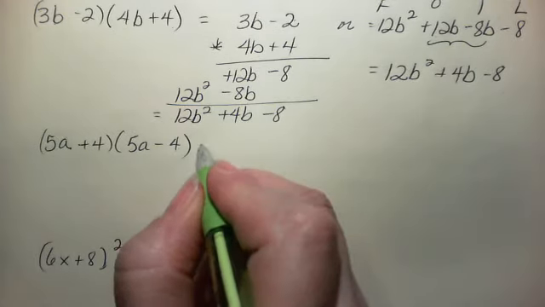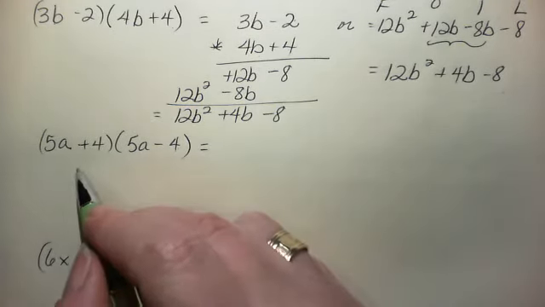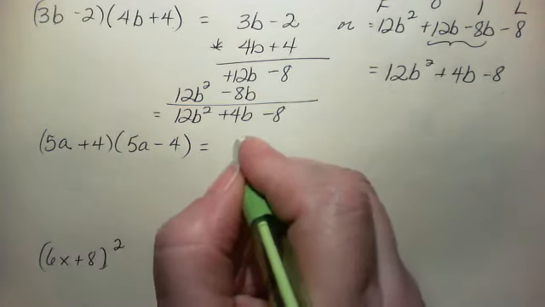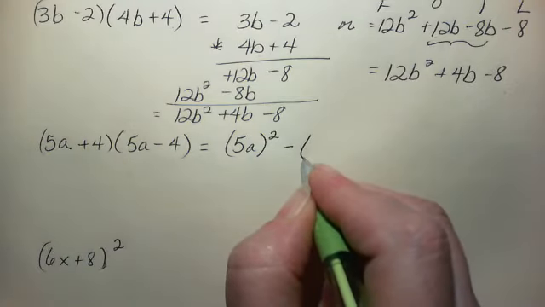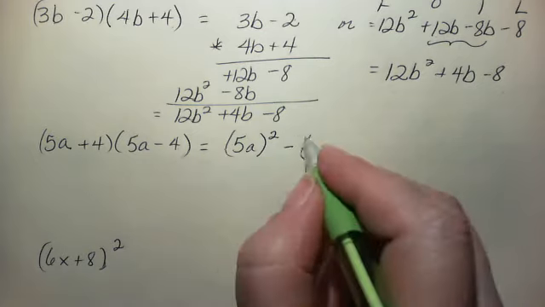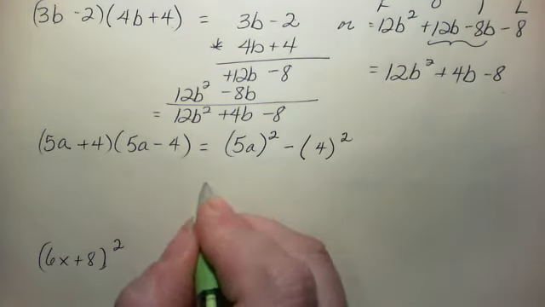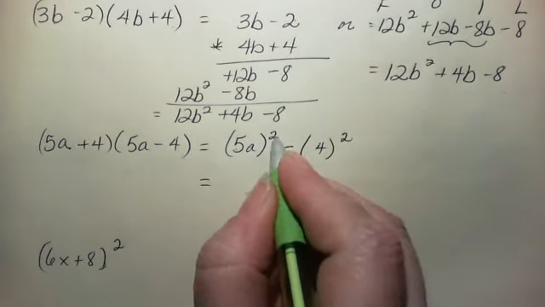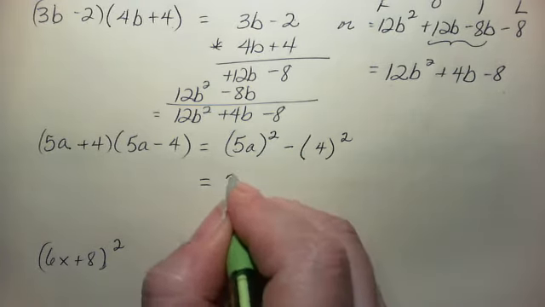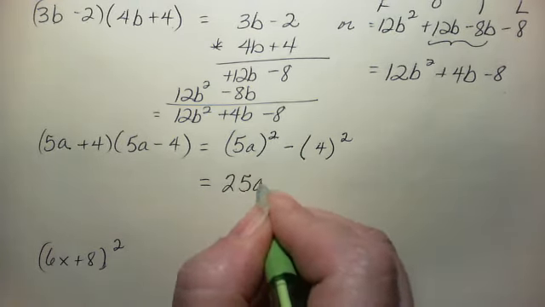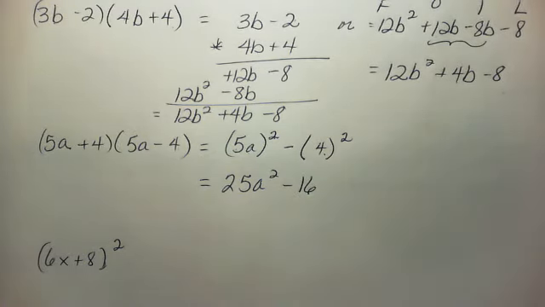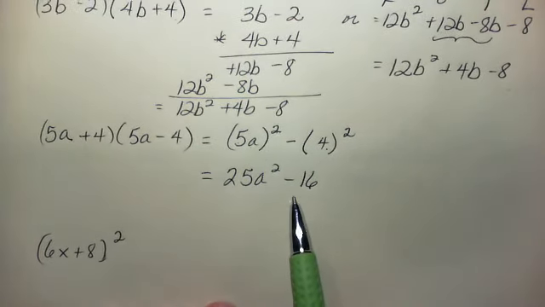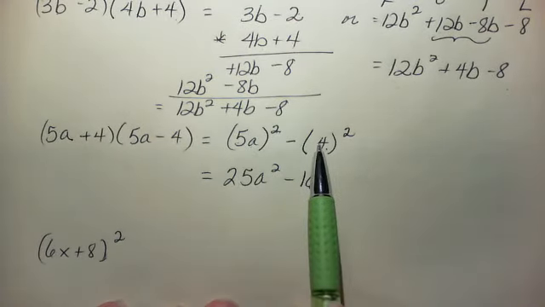And this fits the pattern where we square 5a. It turns into the difference of squares, the difference of 2 squares, and then we square the 4. And that would give us, remember, 5 gets the square for 25, and a gets the square for a squared. And here 4 gets the square for 16. That's a result using the pattern that you memorized from difference of squares.